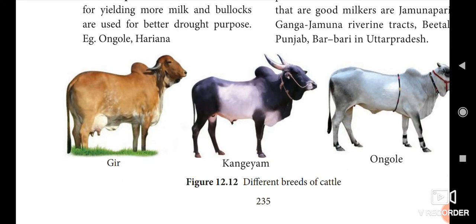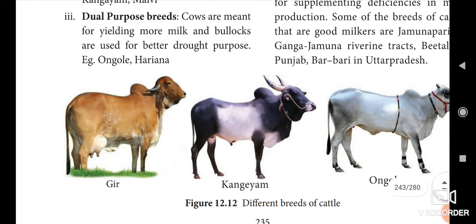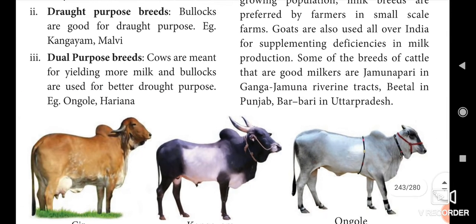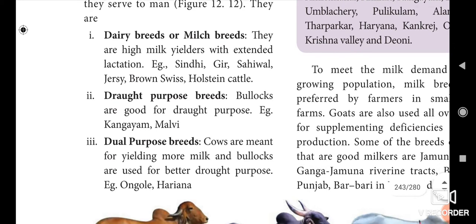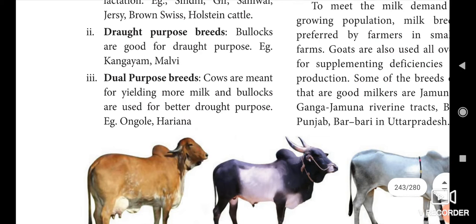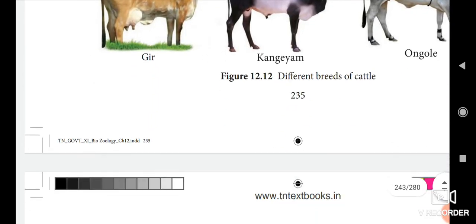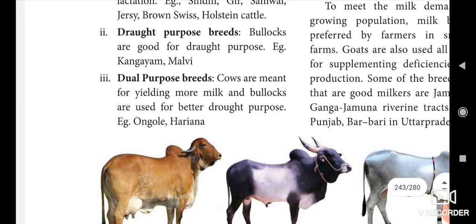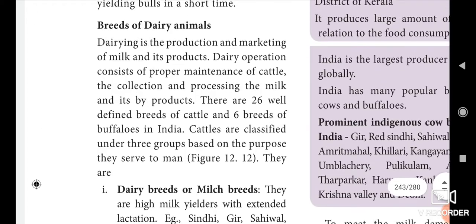See figure 12.12, different breeds of cattle. This is the Gir, then Kangayam, then Ongole. Gir is the example for dairy breed or milch breed. Kangayam is the example for drought purpose breed, and Ongole is the example for dual purpose breed. Okay, so you all understand.